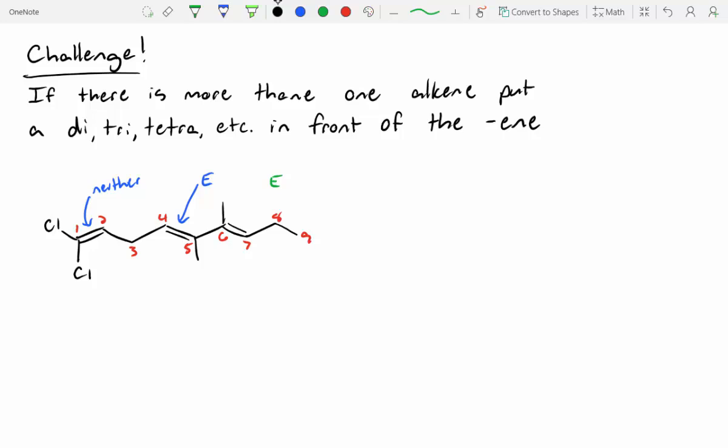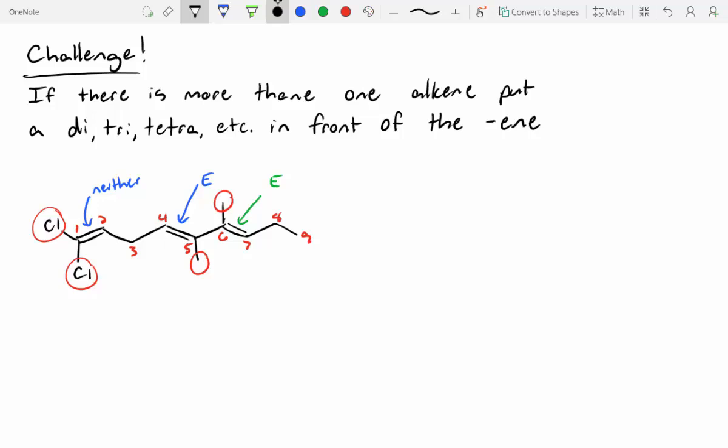And now what we need to do is to assign each substituent. It looks like we've got 2 chlorines coming off. We've got a methyl group off carbon 5 and a methyl group off of carbon 6. So we've got a lot of information here. And I gave you guys a hint too. If there's more than one alkene in a molecule, you need to put a di, tri, or tetra in front of the ene suffix. So let's take a look at this, and we'll start off with naming it.